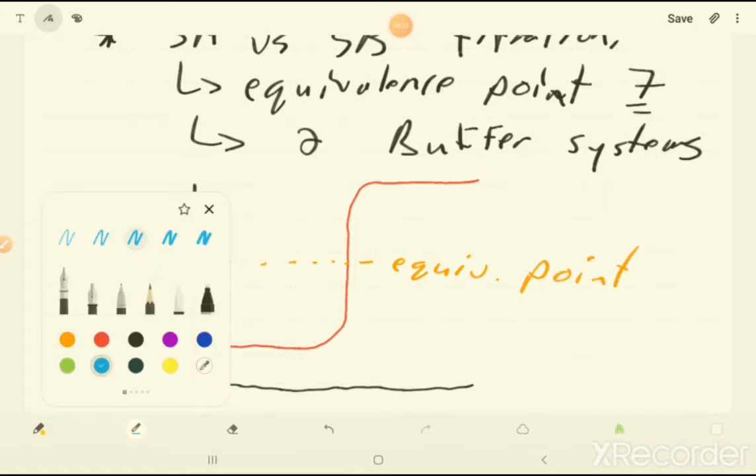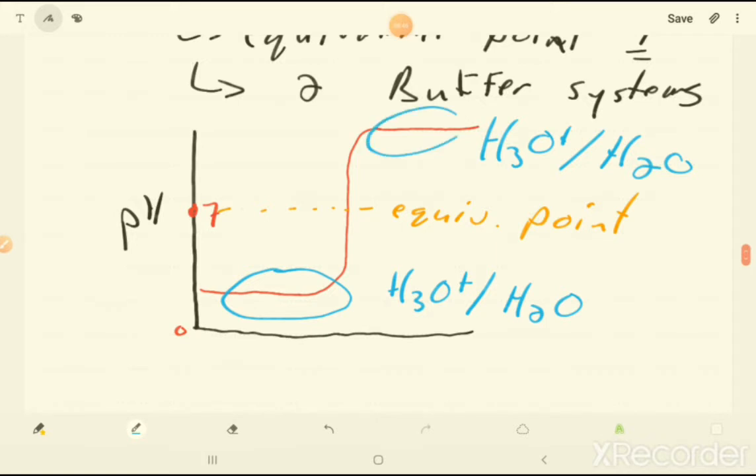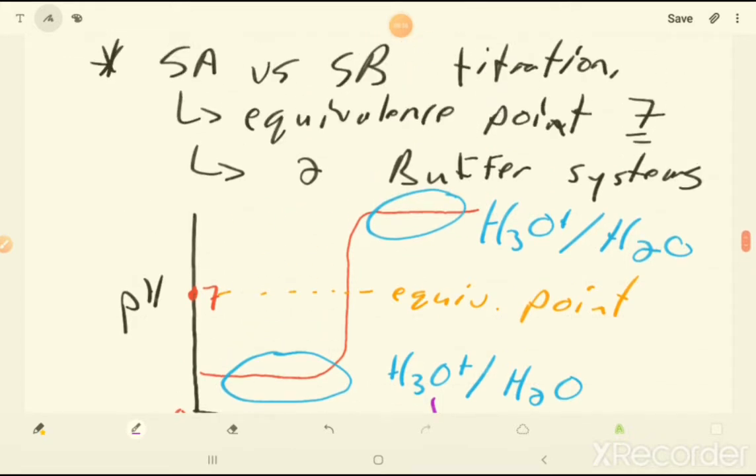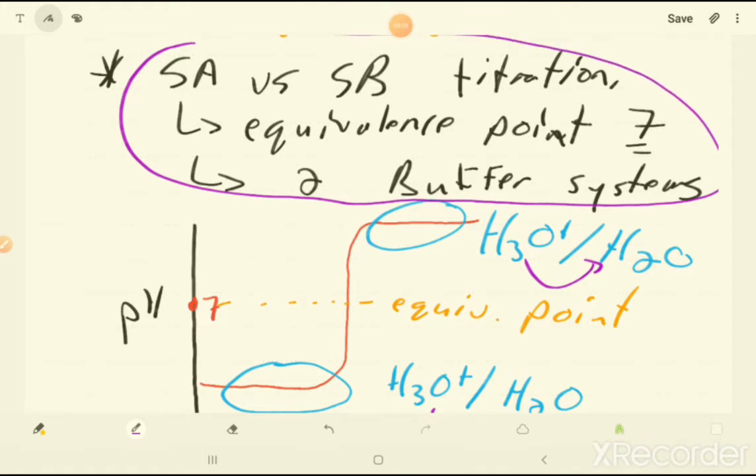And you would still have the same buffer regions of H3O plus and H2O, and H3O plus and H2O, that are present on both ends of the graph. The only difference is, and again this is the same thing that's repeated for the acid as a titrant and the base as a sample, this reaction comes from H3O plus and OH minus, and this one is from H3O plus and H2O. But all of these properties here, whether the titrant and the sample are switched, are still going to be repeated. So whenever you have a strong acid versus strong base in any way, shape, or form, you're going to have an equivalence point of 7 and two buffer systems present.